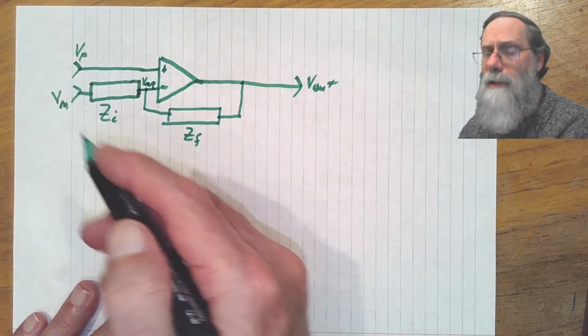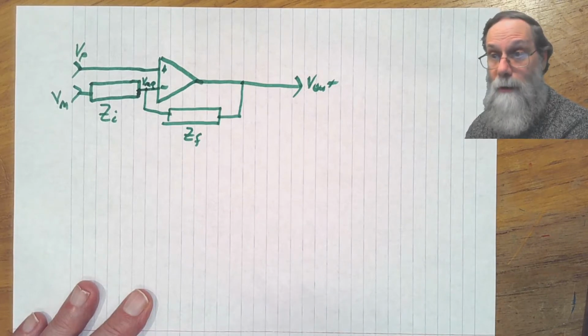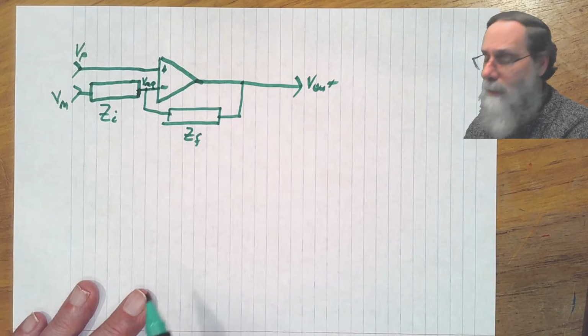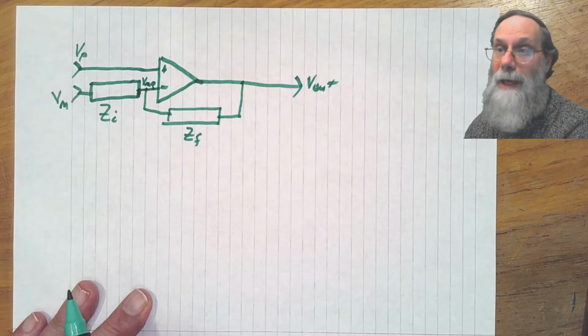Okay, how do we analyze this whole system? Well, we need to know what the different parts of it are doing. We'll need to have a formula for what the op-amp does. And we'll also have to have some formula for what's this intermediate node here, VMA.